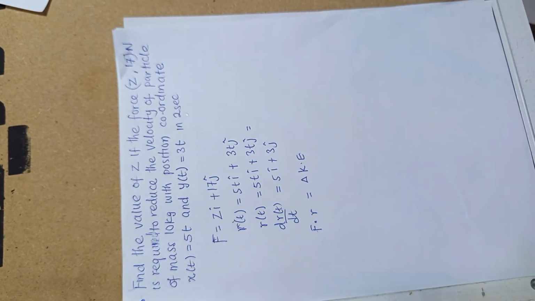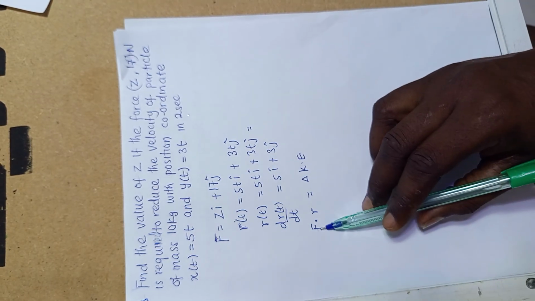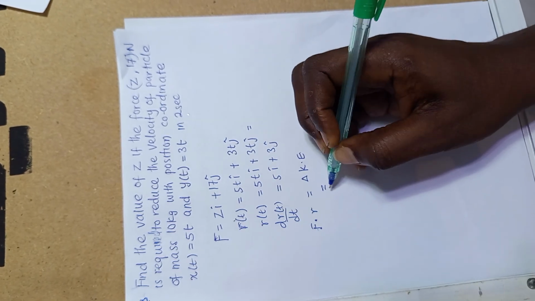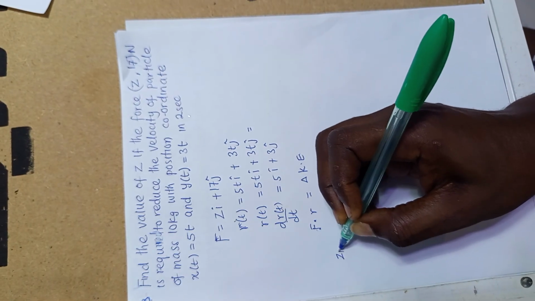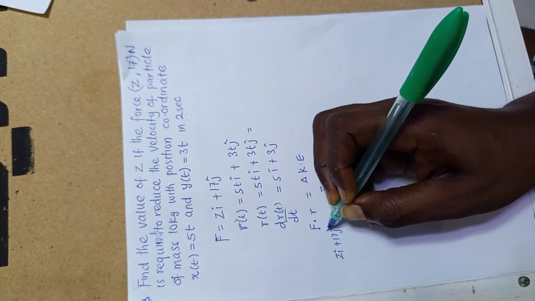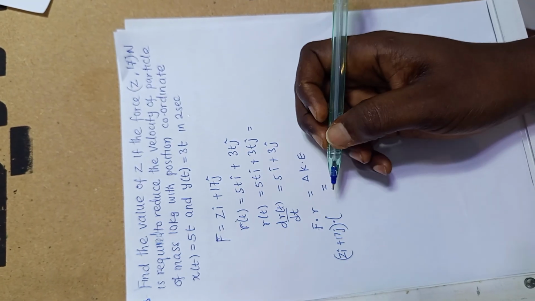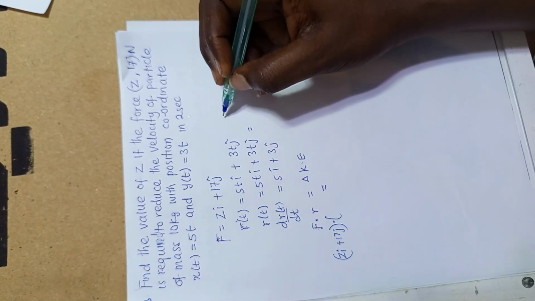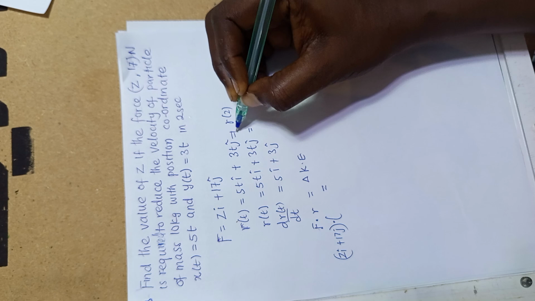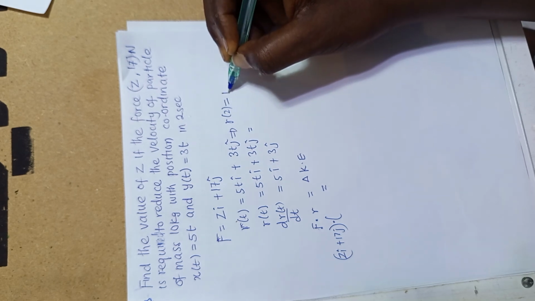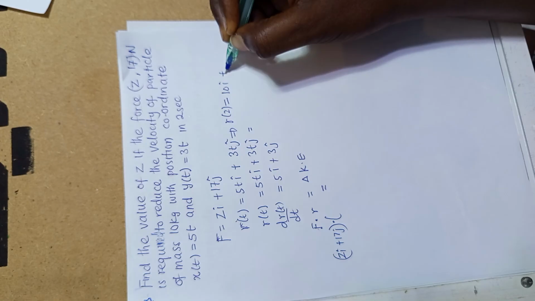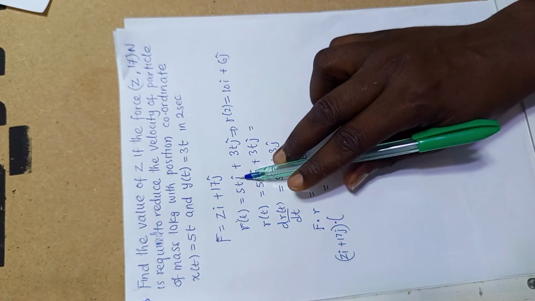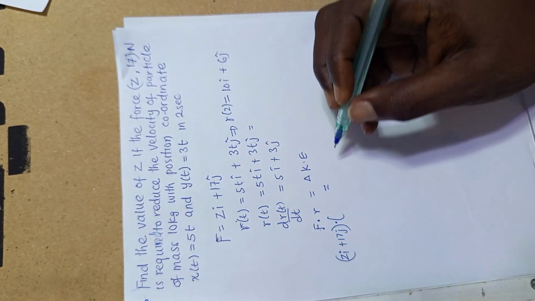Work done equals change in kinetic energy, conservation of energy, so that we can look for the unknown, the missing value in the force. So this one will now be Zi plus 17j dot what, our r? Our r now at 2 seconds, r of 2. It implies that r of 2 gives us 10i plus 6j. Don't forget that we put 2 here: 2 times 5 is 10, 2 times 3 is 6.